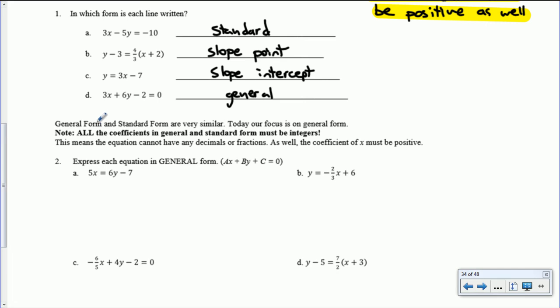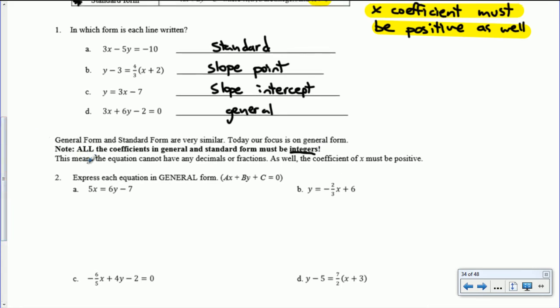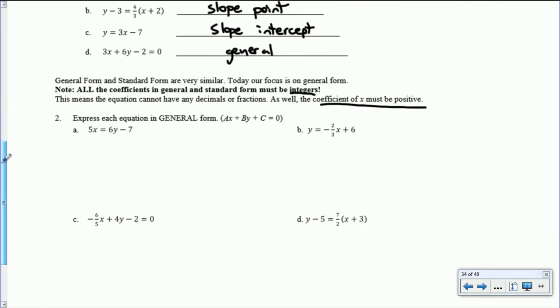Okay, so general and standard form are very similar. The focus today will be on general form. So note all the coefficients in general and standard form must be integers. That's an important requirement. And so the equation cannot have any decimals or fractions. The coefficient of x must also be positive. Okay, so we have a few line equations down here, and we're going to convert them to general form.